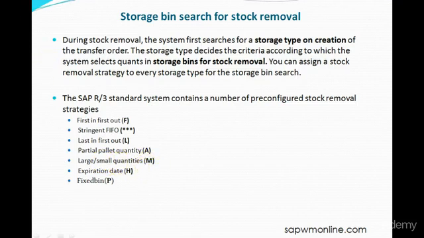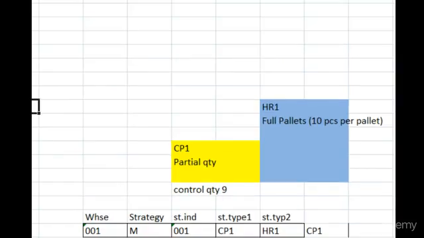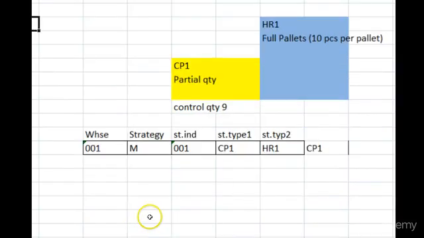Then we have a strategy called the large and small quantities strategy, M. I will explain this with an example I had picked up earlier. This particular strategy is used when you are handling a situation where you have partial pallets at the lower racks and the full pallets on the higher racks, and you have a requirement that as far as possible you need to pick the full pallets, and the partial pallets only need to be picked when the quantity to be picked is less than the palletization quantity. So you have to maintain something called the control quantity in the material master in the WM2 view.